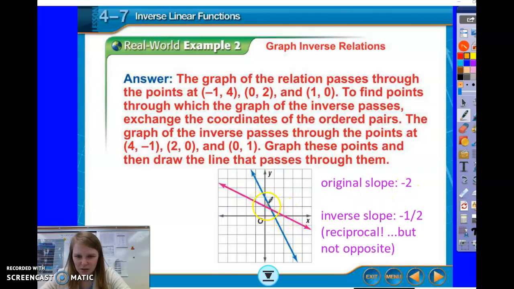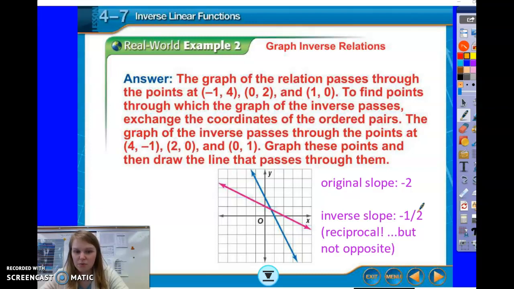Isn't my new slope, we go from here down 1 over 2. So this is -1 divided by 2. So these slopes, when you're dealing with the inverse, it's the reciprocal. It's not the opposite reciprocal. So these lines are not perpendicular.